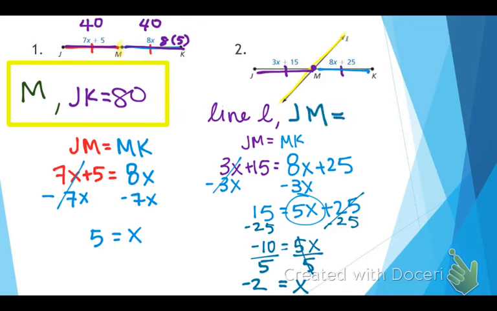We're going to find the length of JM. On your quiz, it will obviously tell you what you're finding the length of. So find the length of JM. 3 times negative 2 plus 15. What's 3 times negative 2? Negative 6. What's negative 6 plus 15? 9. So the length of JM is 9.